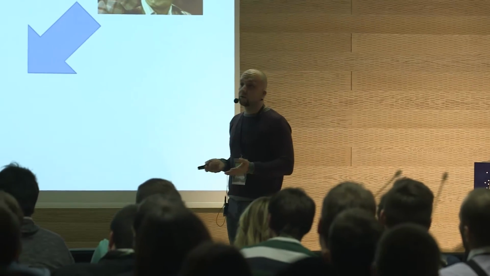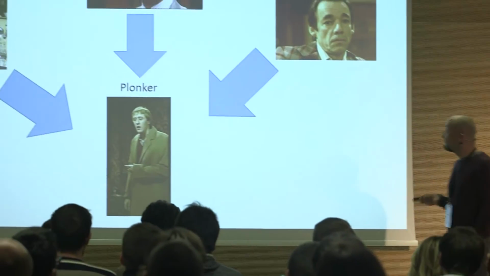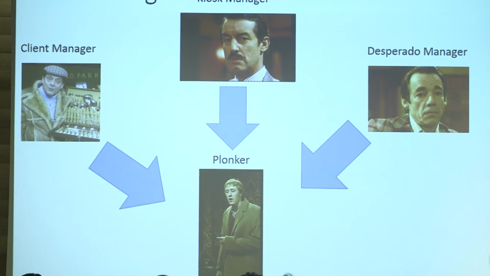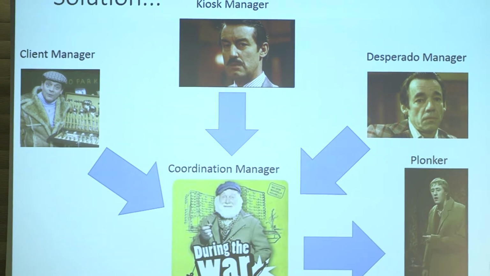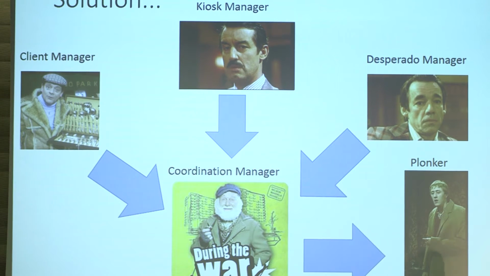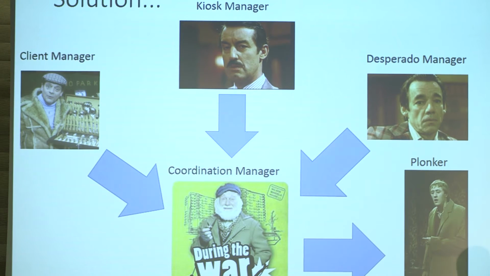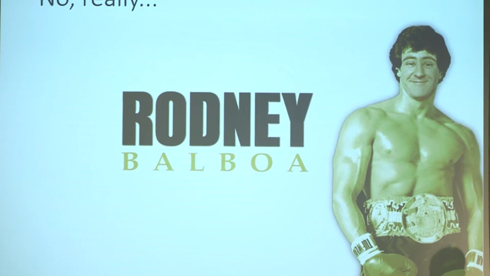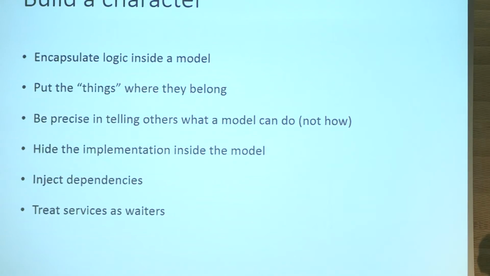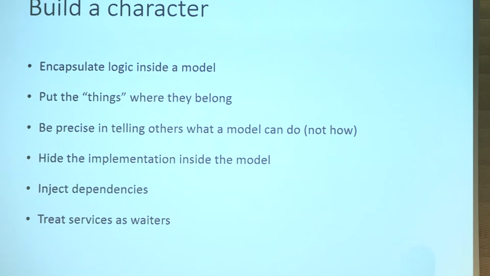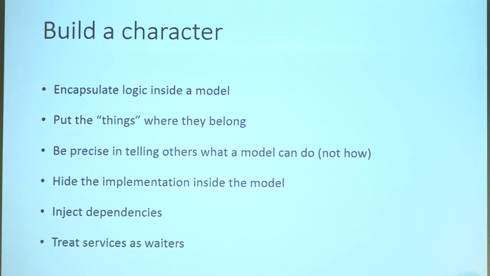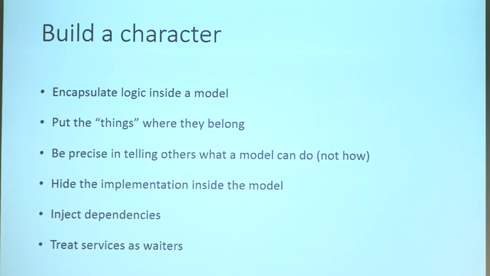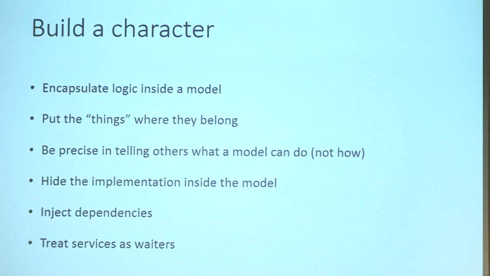So, what is the solution to this problem? Of course, if you ask the managers, the probable solution would be that we introduce another manager, a coordinating manager, to coordinate the managers. Now, really, the solution is to make Rodney a Rodney Balboa, meaning that you have to build him some kind of character. You have to encapsulate the logic inside of him. You have to put the things where they belong.